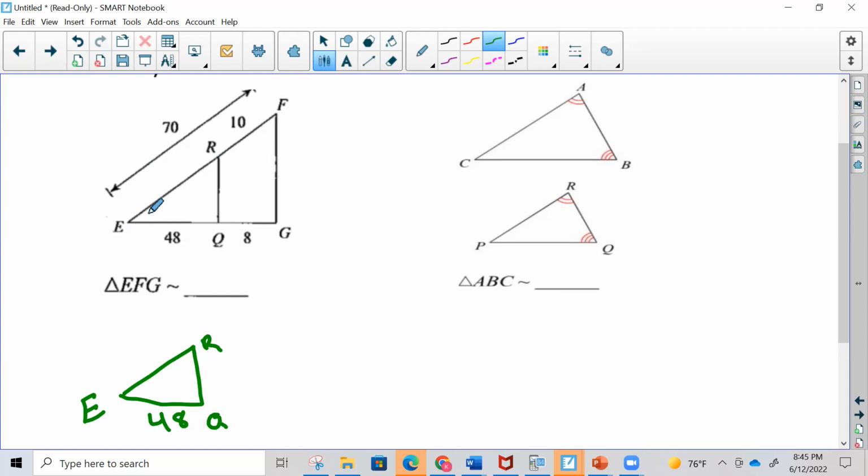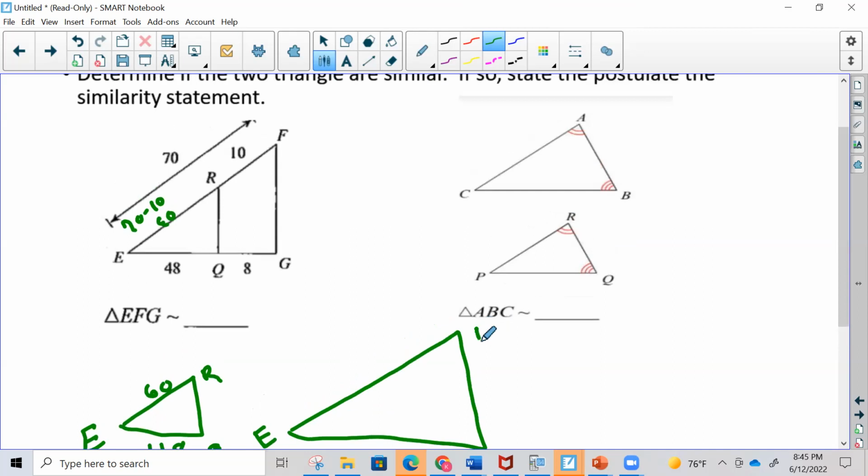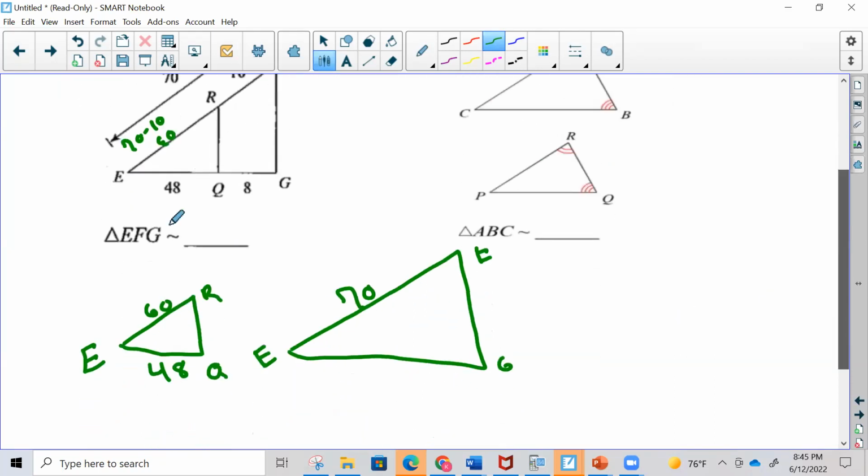Okay, this side I can find. The whole thing is 70. This is 10. So this piece would have to be 70 minus 10, which is 60. And then I have my big triangle because I have to compare triangle to triangle. I can't do this shape, this trapezoid to this triangle, which some students try to do. So this is E, F, G. Okay, this side they told me is 70. To get this side, I can add 48 and 8 and get 56.